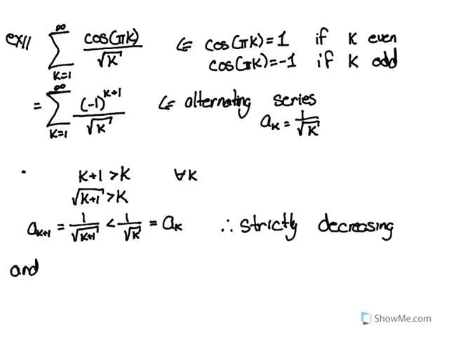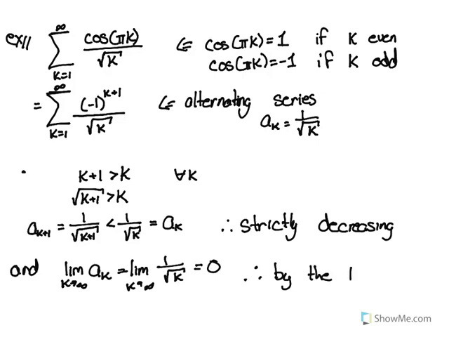And of course the limit as k goes to infinity of a_k, which in this case is the limit of 1 over square root of k, is equal to 0 because the denominator is getting larger, so it goes to 0. So therefore, by the alternating series test, the series, which again doesn't look like an alternating series but it is, cosine(pi k) over square root of k, converges.